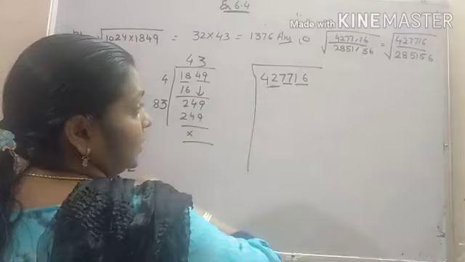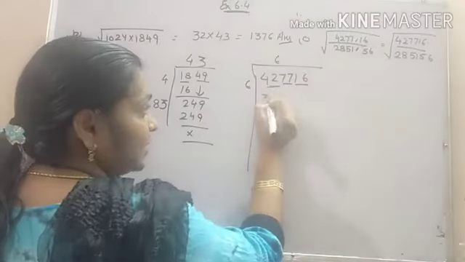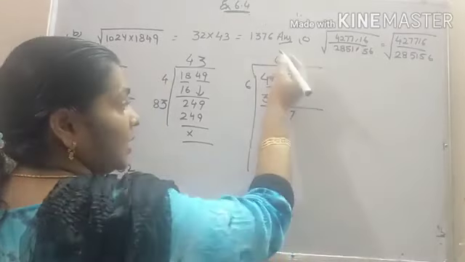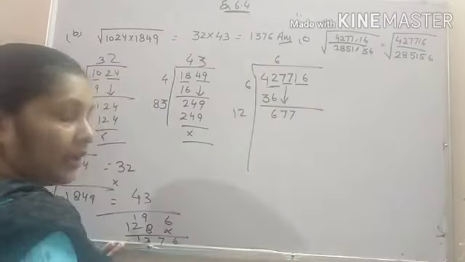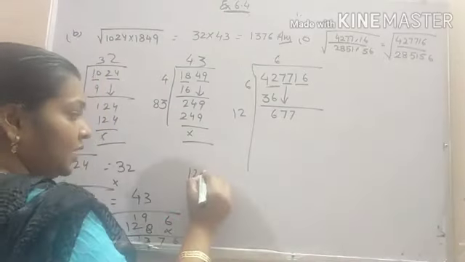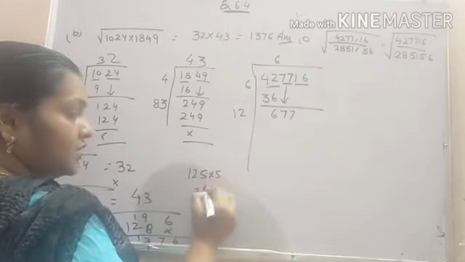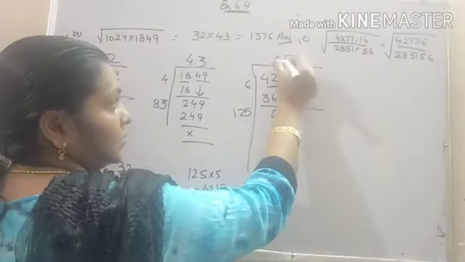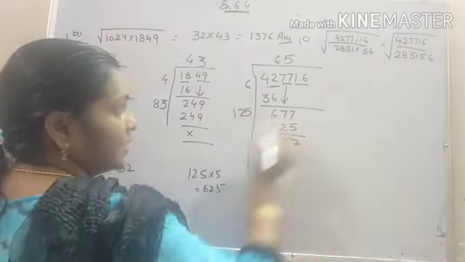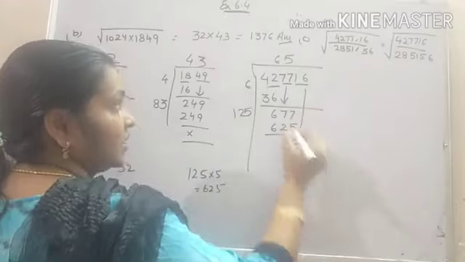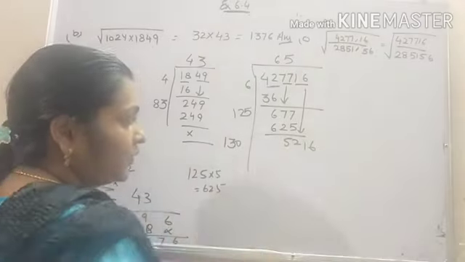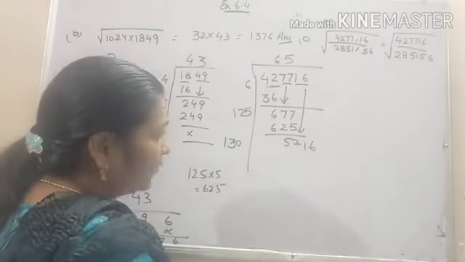See 42. It will go on 6. 6 6s are 36. What is left? 6. Bring the next pair down. Double of 6, 12. Now in the table of 12, it will go on 5 I think. Let's check. It will be 65. 52 is left. Bring the next pair down, 16. Double of 65, 130. Now in the table of 13, 52 will go at, I think, 4.